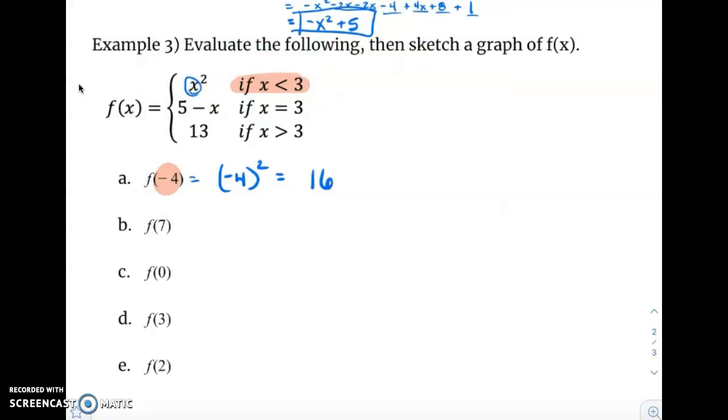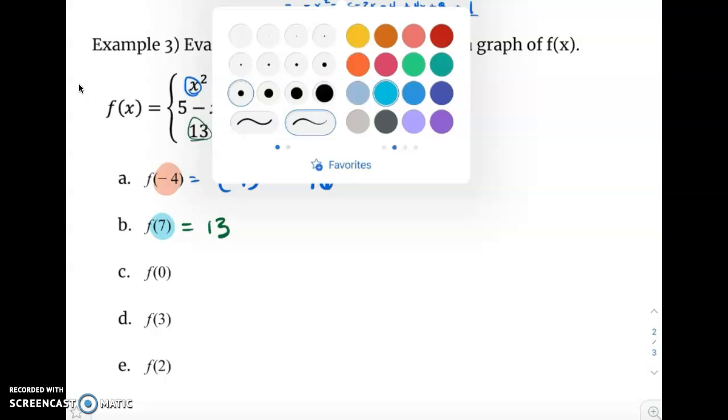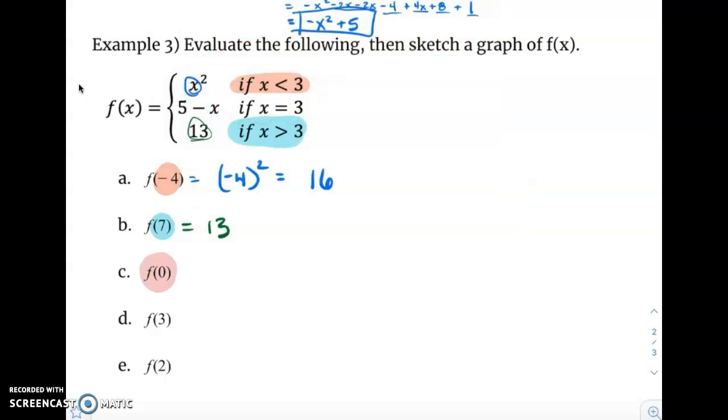Let's plug in 7. So 7 is greater than 3. So that means the answer, since there's no x to plug in, the answer is just 13, because there's no x there in that piece. 0 is less than 3. So that is back to the top piece. So you're going to have 0 squared, which is 0.